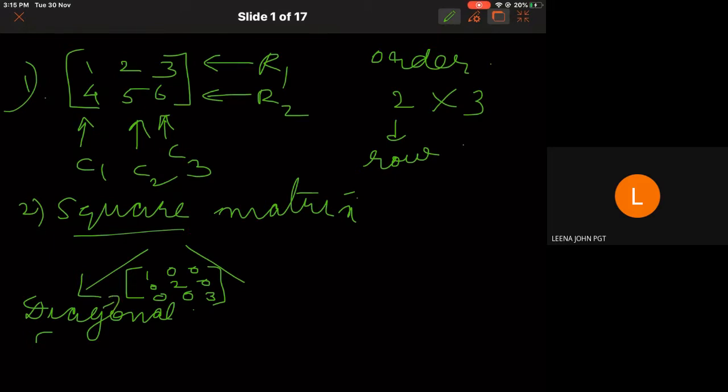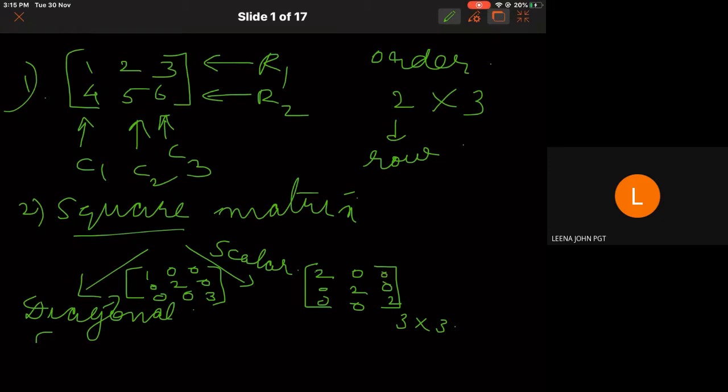The next comes the scalar matrix. A scalar matrix is a diagonal matrix in which the diagonal elements are the same. That means, for example, if you are taking a 3 by 3 square matrix, the non-diagonal elements are 0 and the diagonal elements are the same. Suppose 2, 2, 2. The other non-diagonal elements are all 0.